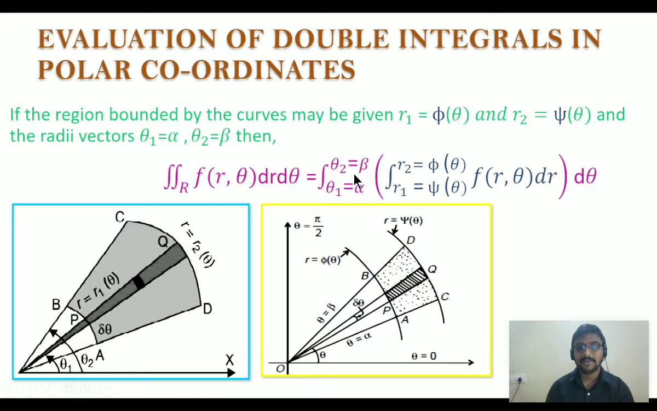So we just have to take the double integration. The inner integral is resolved, and the resulting expression is integrated with respect to theta, so that we can get the required double integral value in polar coordinates. Here these two are polar curves and these two are radii vectors.